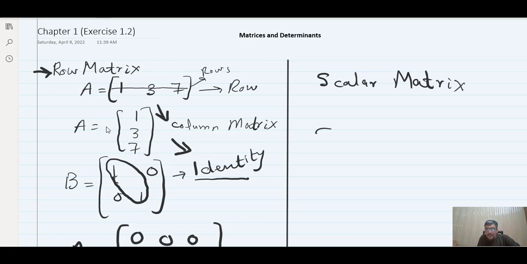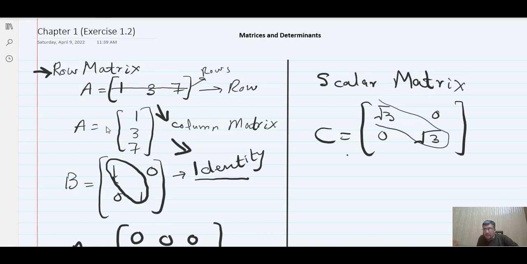Let's suppose we have a matrix C in which we have entries root 3, 0, 0, root 3. So all the diagonal values are non-zero and not equal to 1, so it will be known as a scalar matrix. Now I hope you are clear. Now let's move towards the diagonal matrix.